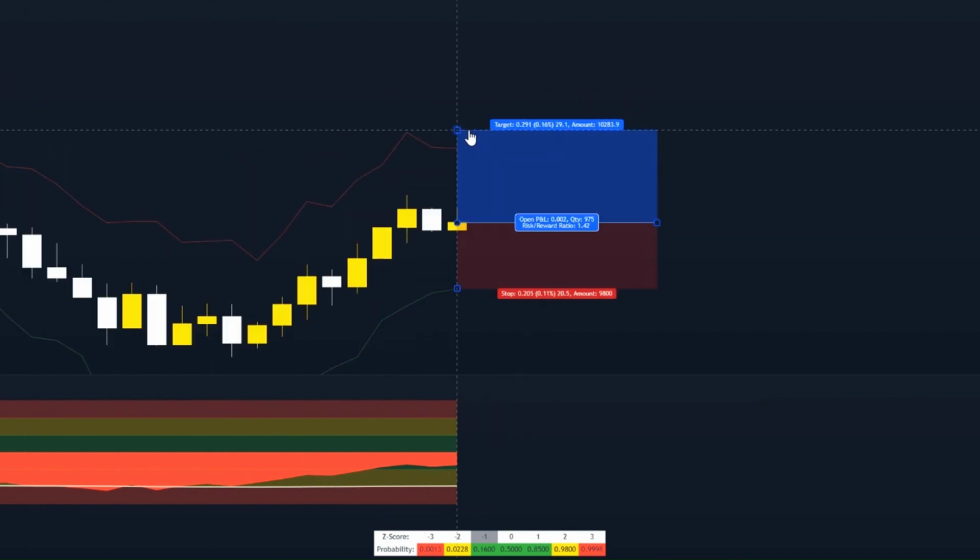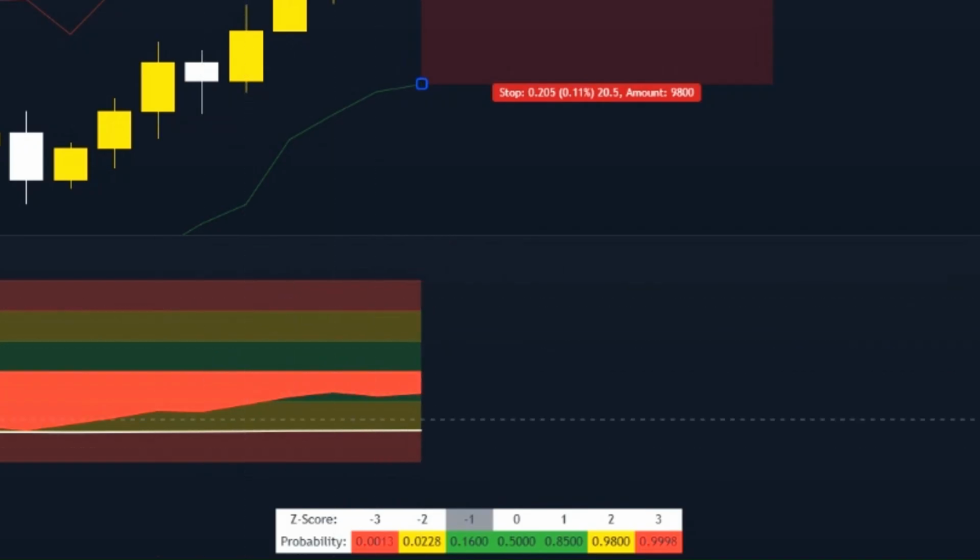For this strategy, we won't be setting a take profit, but in fact, we will be letting this indicator tell us exactly when to exit the trade.